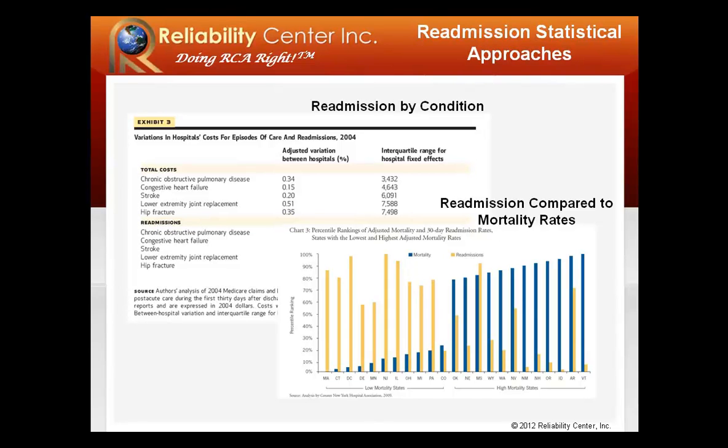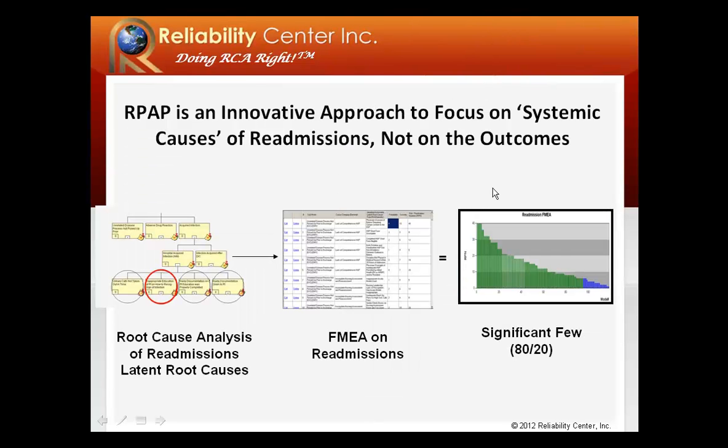Now, many of us have been aware of many studies that have been out. Typically, they're statistical studies that focus on looking at readmissions by condition, comparing them to mortality rates, looking at them by geography. But I want to give you a little bit of a different twist when we look at it through the eyes of root cause analysis. RPAP is an innovative approach to focus on systemic causes of readmissions, not on the outcomes. Many times, statistical studies tell us the magnitude and the frequency of outcomes, but they're not capable of understanding what's causing those outcomes to occur.